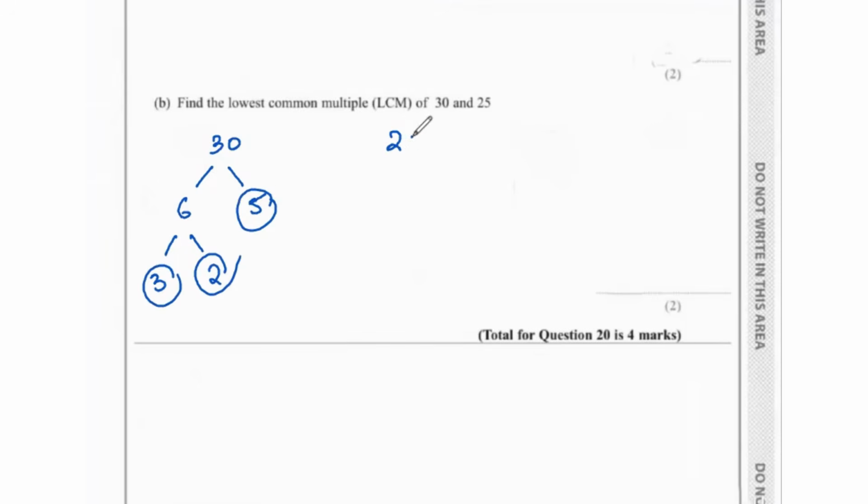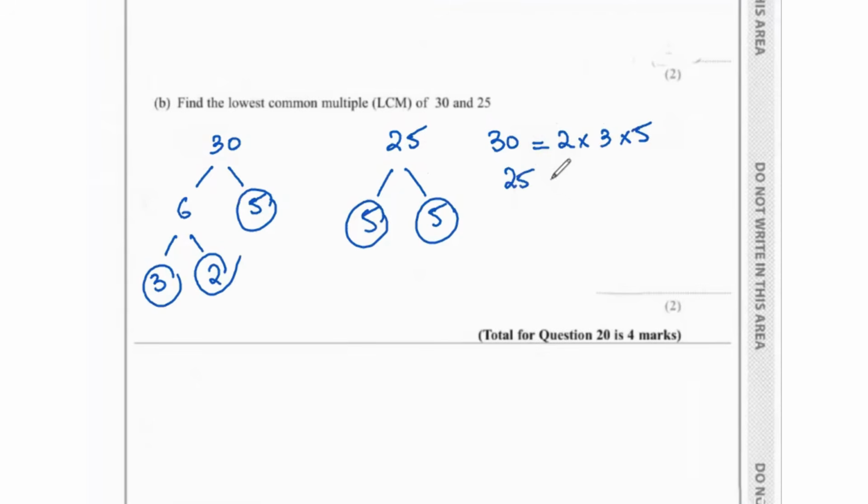Then find the lowest common multiple of 30 and 25. We can use the factor tree again, or if you want to use the division method, that's also fine. If you use the factor tree, 30 is 6 times 5. 6 is 3 times 2. 3, 2, 5 are our prime factors. For 25, it's going to be 5 times 5. So 30 is equal to 2 times 3 times 5, and 25 is 5 times 5.